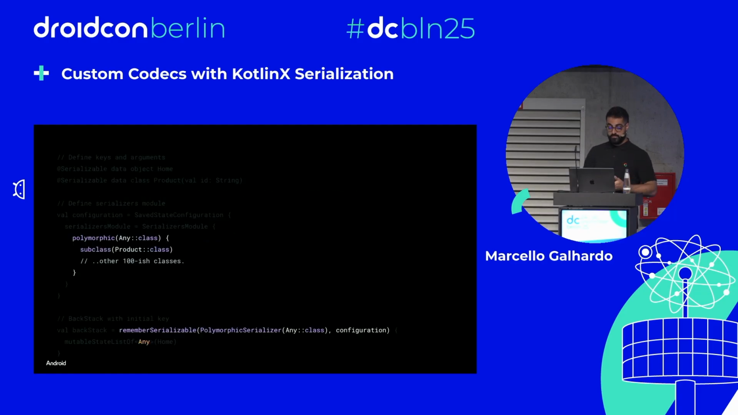So back to our example, we can now refactor this. This time, Product implements NavKey, and we now use polymorphic NavKey to create our hierarchy. With an interface like NavKey, we don't need to use the polymorphic serializer anymore, so we can drop that. We just need the configuration. It's a known type, so it's registered in the serializers module, and KotlinX can resolve it through a normal serializer call.